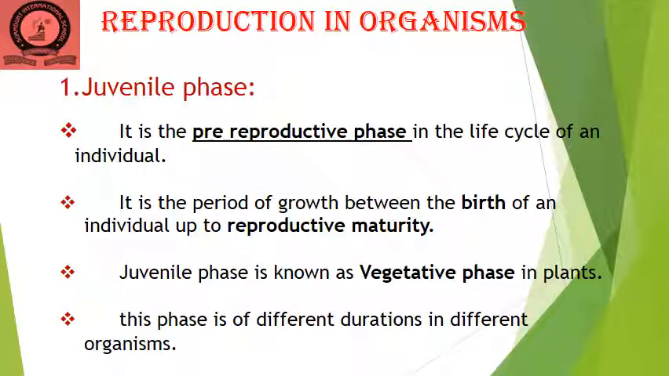First phase is juvenile phase. It is the pre-reproductive phase in the life cycle of an individual. It is the period of growth between the birth of an individual up to reproductive maturity. Juvenile phase is also known as vegetative phase in plants. This phase is of different duration in different organisms. For example, different plants like biennial, perennial or annual plants possess different durations of vegetative phase.